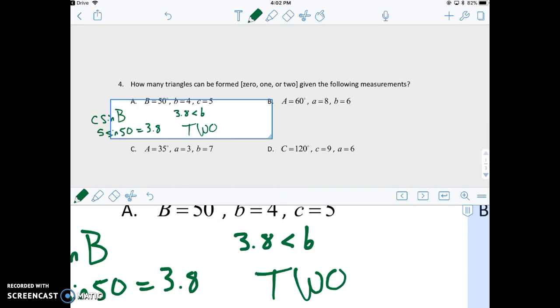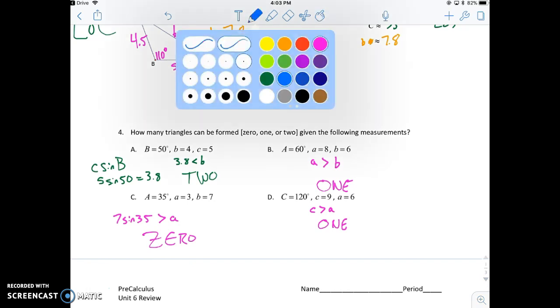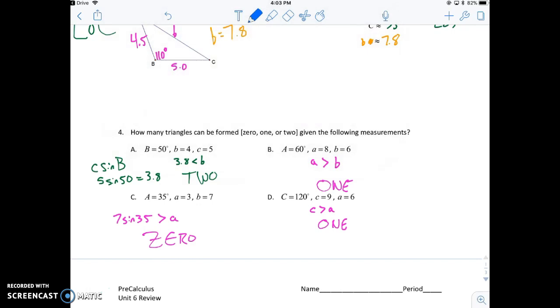But I'm going to pause the video here so you can try parts B, C, and D on your own. And alright, here are the answers for B, C, and D, along with the reasons for those answers. If you would like further explanation, please ask. Make sure you get your questions answered before test time.